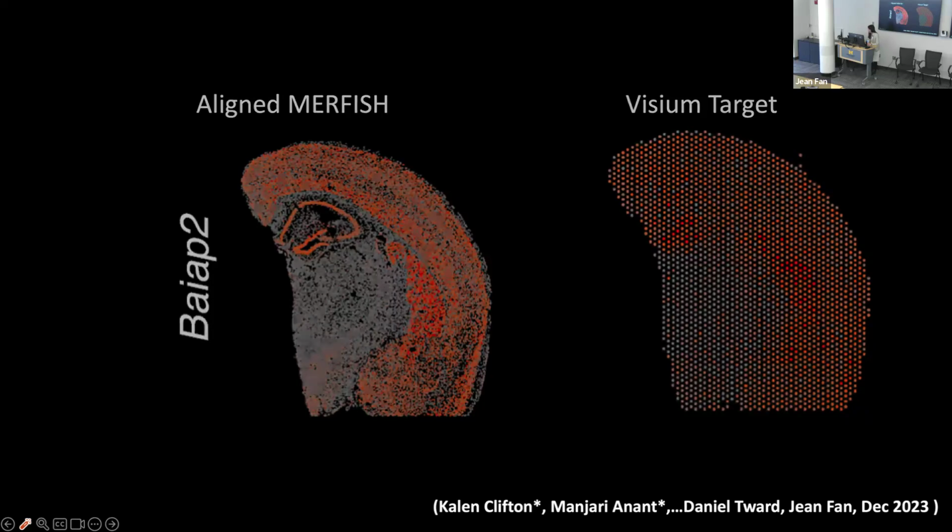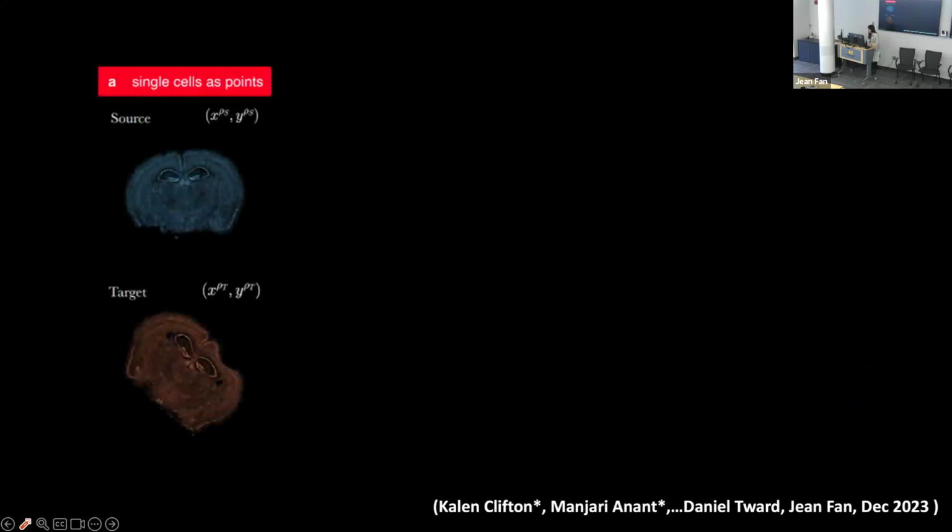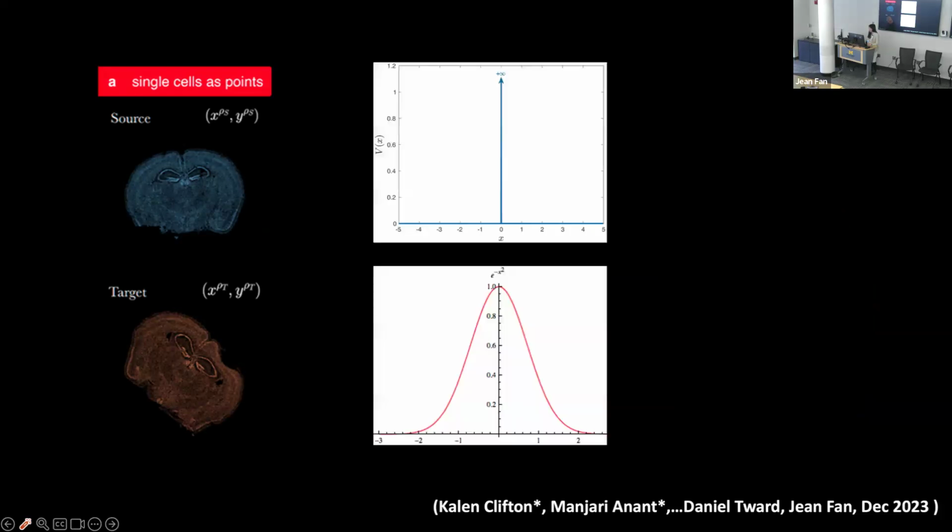Great, excellent question. Just to reiterate for the Zoom folks, is there a limit on the registration accuracy of STalign? The accuracy is limited by the width of our Gaussian kernel that we use to rasterize.